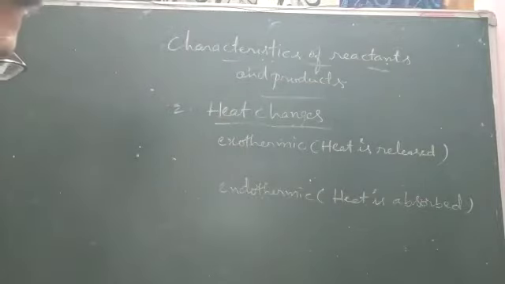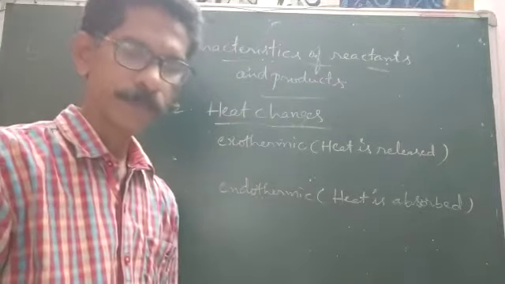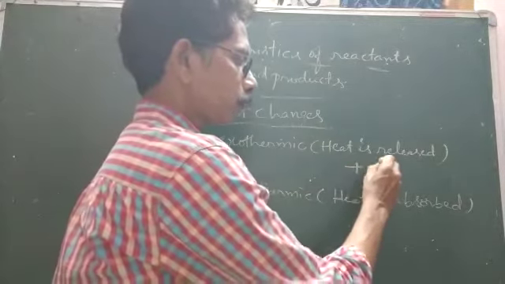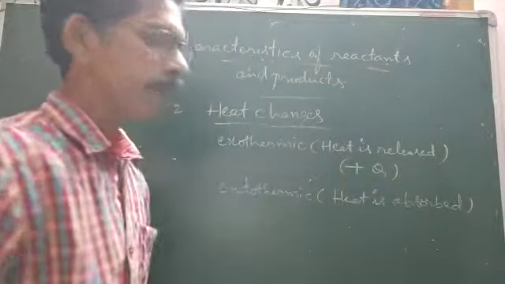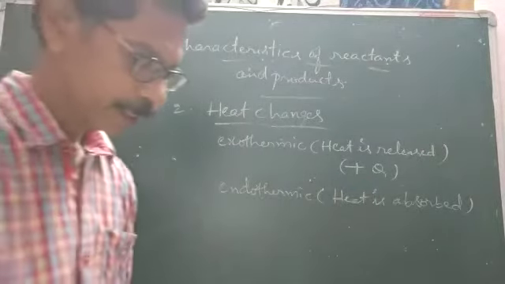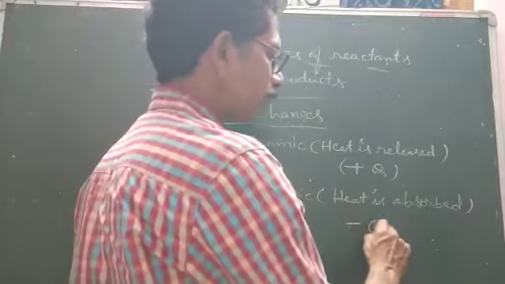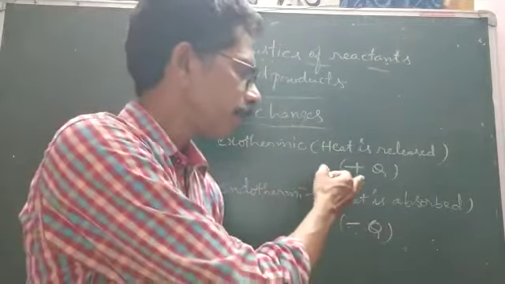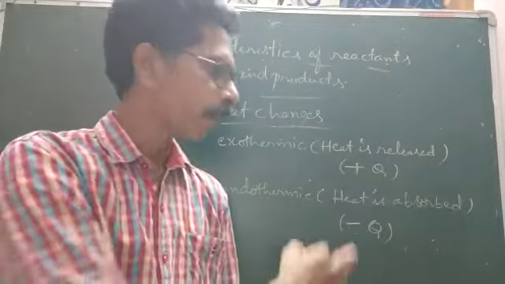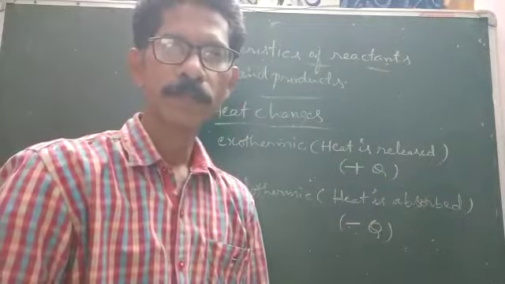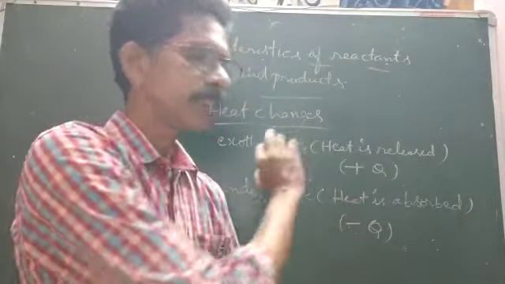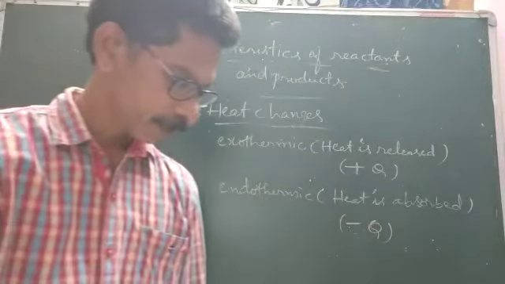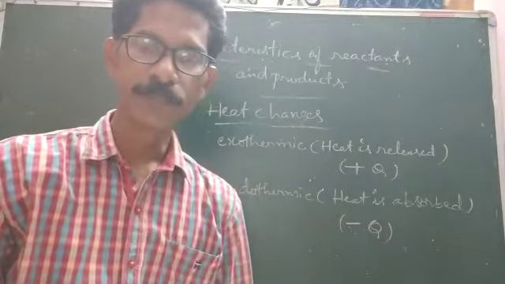Okay, so in exothermic we use plus Q. This is an exothermic reaction. Endothermic means minus Q. After the reaction, if you keep plus Q, that is exothermic. Minus Q means that is endothermic. Absorbed, released, that is the meaning. So that is heat changes, whether it is an exothermic or endothermic reaction.